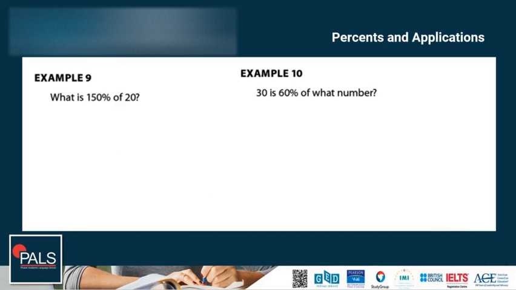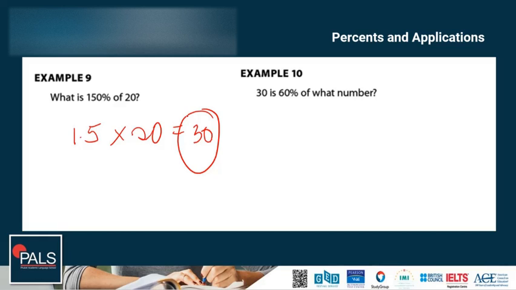Example 9. What is 150% of 20? The question is the same as example 8. What is 150% of 20? Multiplication will work here too. Okay, the decimal equivalent of 150% is 1.5. So 1.5 of 20, so 1.5 times 20 is equal to 30. So the 150% of 20 is 30.